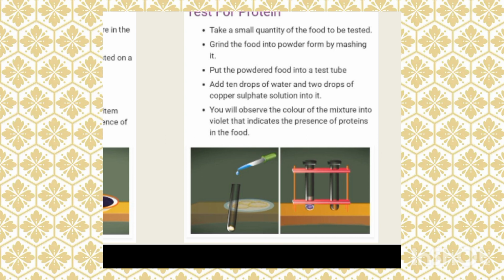Put the powdered food into a test tube as shown. Add 10 drops of water and 2 drops of copper sulfate solution. You will observe the color of the mixture turning violet, which indicates the presence of proteins in the food. Based on how much protein content is in the food, the color becomes that dark or that light.